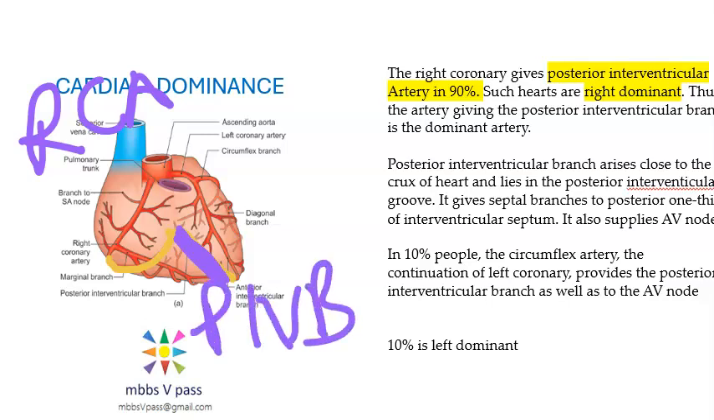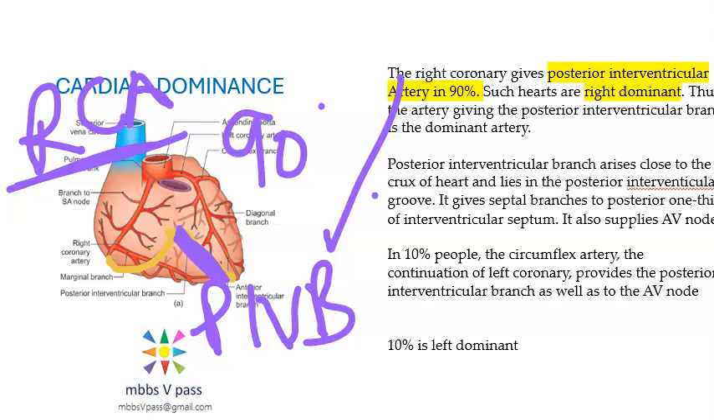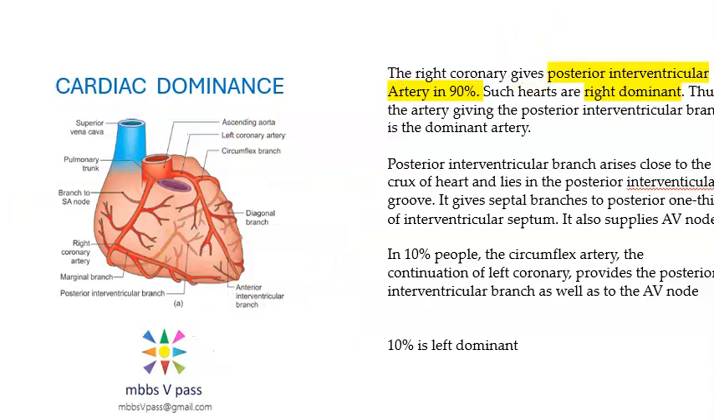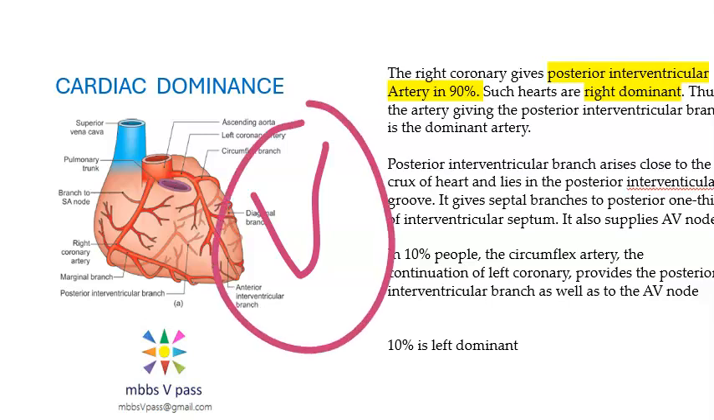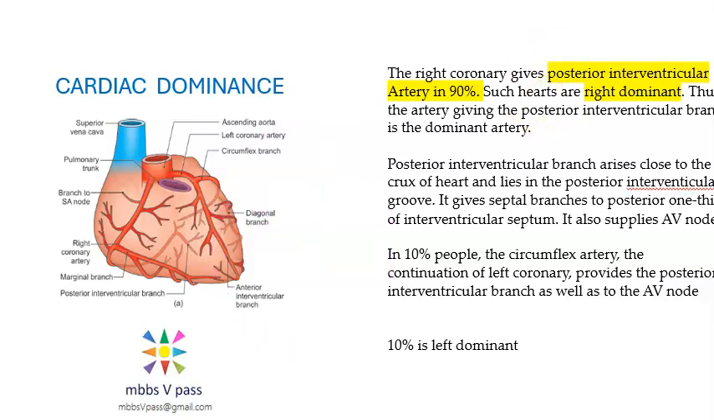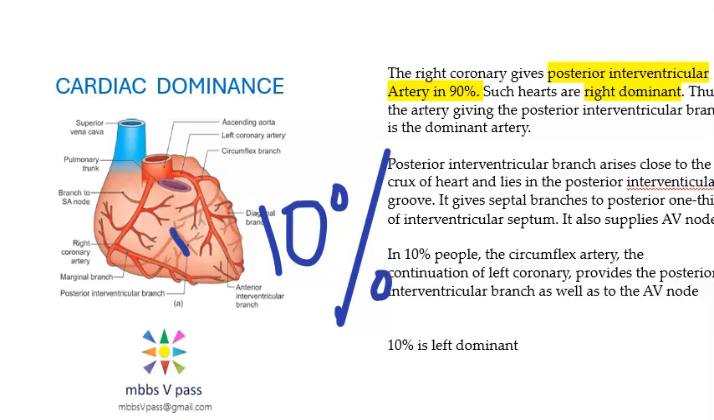So this person is right dominant, and 90% of human beings are right dominant because the posterior interventricular artery is given by the right coronary artery, and most work is done by the ventricle. So whoever gives blood supply to the ventricle will define the dominance. So now what happens in the remaining 10 people also we should explain. In the remaining 10 people, the posterior interventricular artery is given by the left coronary artery.